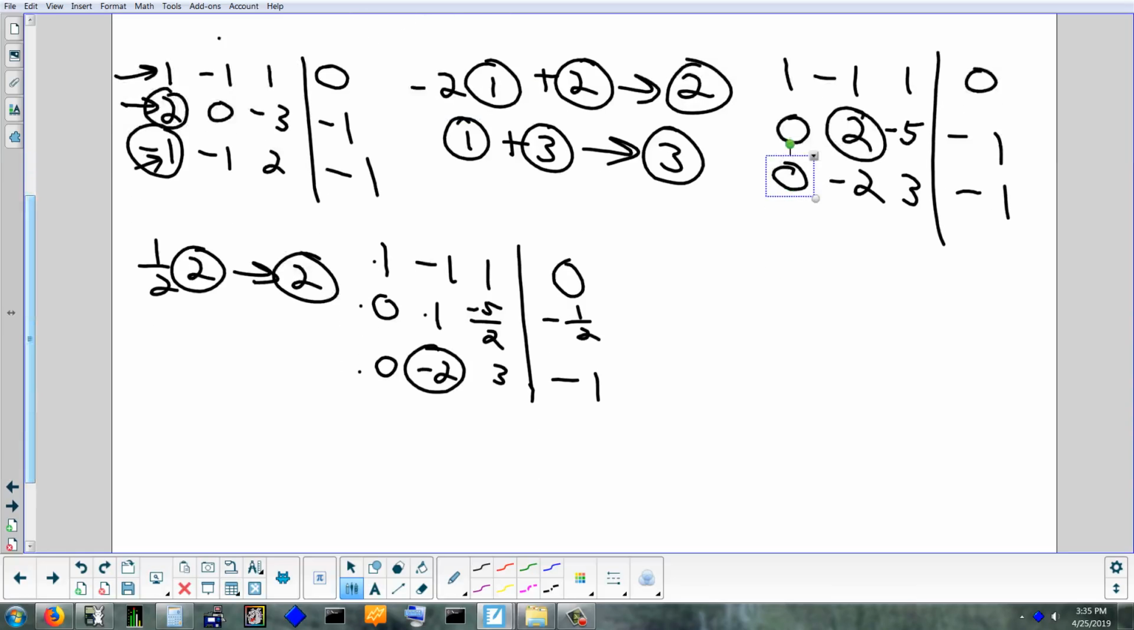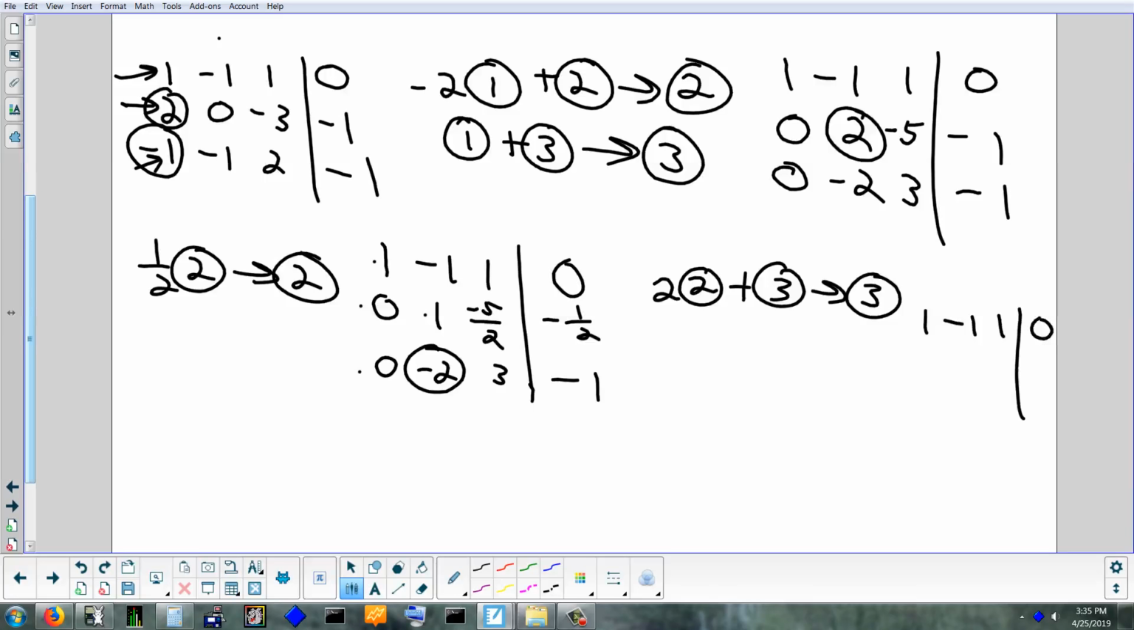Now we're going to use the row above to make that a 0. So what would you have to multiply row 2 by? 2. So we're going to take 2 times the 2nd row, and what are we going to add that to? The 3rd. And where are you going to put this answer? In the 3rd. So what would I write down for row 1? The same. 1, negative 1, 1, 0. How about row 2?